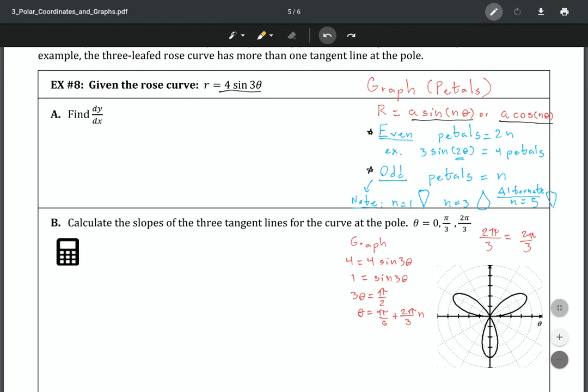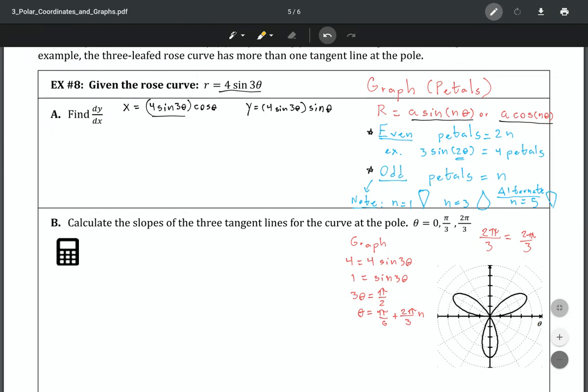All right. So first, let's answer the question they have for us. We want to find dy/dx. So first, I want to know what x is, and then I want to take the derivative of this. So I have x is equal to, again, I am using the same formula from the beginning of these notes, where this is r. So remember, x is equal to r cosine of theta. So I just replace r with this. And then y would be the same thing, except you would have 4 sine of 3 theta times sine theta.